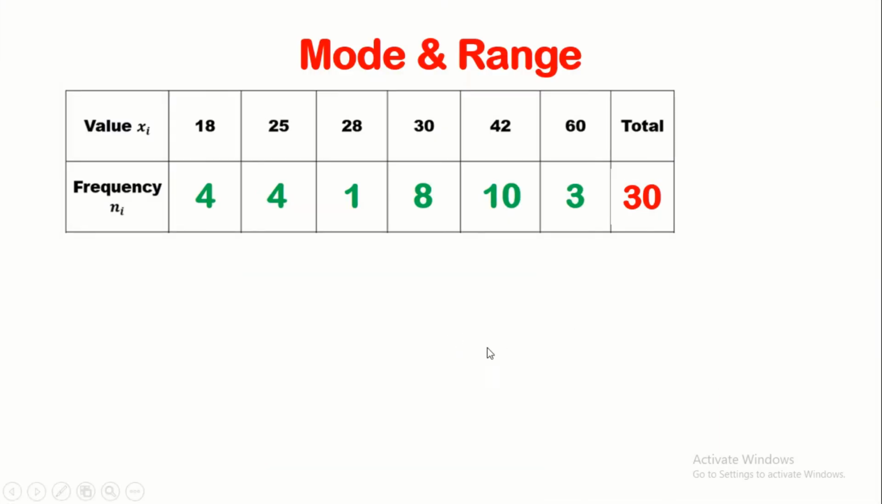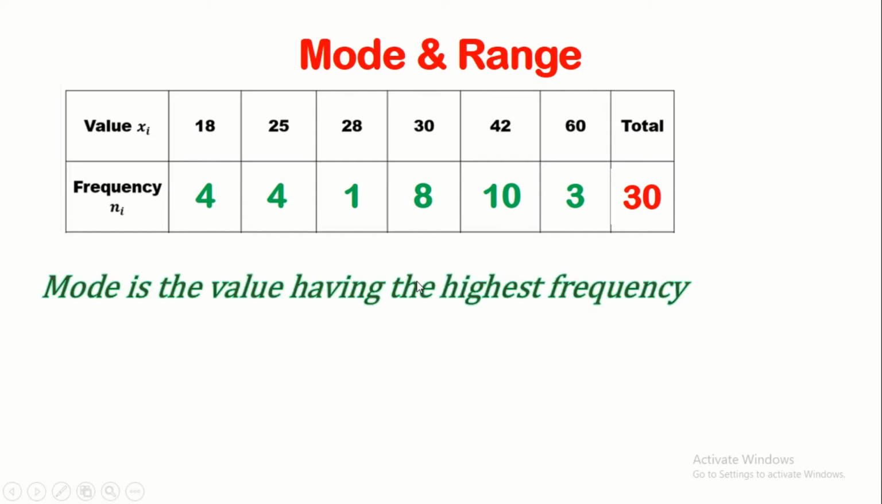Now what about the mode and range? Actually, the mode is the value that has the highest frequency. Well, if you know the frequencies, what frequencies are we having here? 4, 1, 8, 10 and 3. Now what's the highest frequency? Isn't it 10? What's the value having this frequency? It's 42. So we say that the mode here is 42.